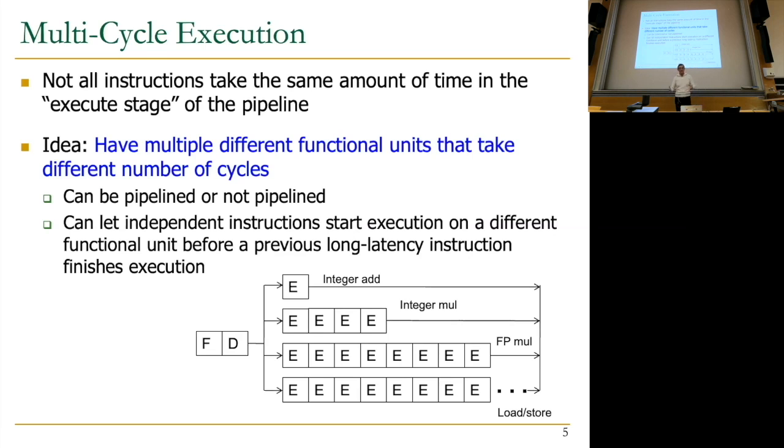Now, if you actually have a system like this, you can let independent instructions start execution on a different functional unit before a previous long latency instruction finishes execution. For example, you fetch an instruction, you decode it. It happens to be a multiply, and this multiply is going through the multiply pipeline. And then you fetch another instruction, and decode it. It happens to be an add instruction, and this add instruction is independent of the multiply. Pipelining says that you should be able to continue execution of this add instruction, which is independent, and you send it to this functional unit. But then this add instruction finishes quickly, whereas the multiply is still continuing. Now we have a problem, right? Multiply takes 4 cycles, it's older. Add instruction takes 1 cycle, it's younger.